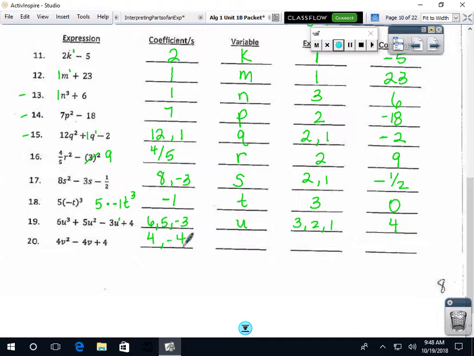4 and negative 4. The variable is v. It's raised to the second power the first time, and the first power on this one, and then the constant is 4. Okay, now turn to page 9.